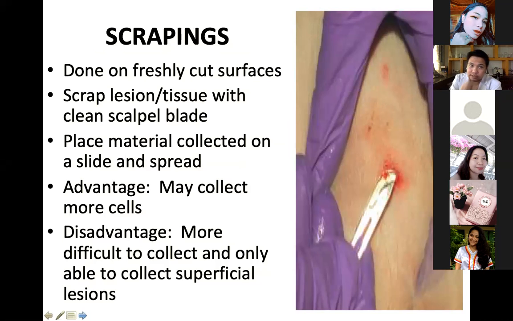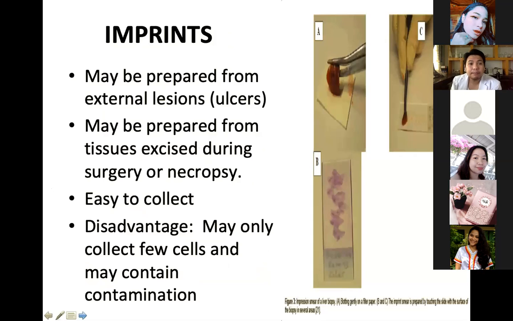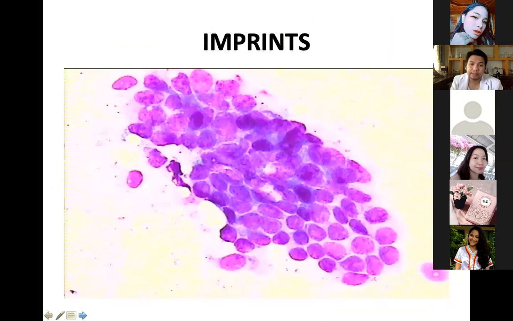So ano yung advantage ng scrapings? May collect more cells. The disadvantage naman, more difficult to collect and only able to collect superficial lesions. Okay? Kasi yun na naman ang pwede mong scrape. Imprinting or imprints may be prepared from external lesions like ulcers and may be prepared from tissues excised during surgery or necropsy. Okay. Advantage ito, easy to collect. Disadvantage, may only collect few cells and may contain contamination. Kasi nga exposed ang imprinting. Ito yung output ng imprints class.